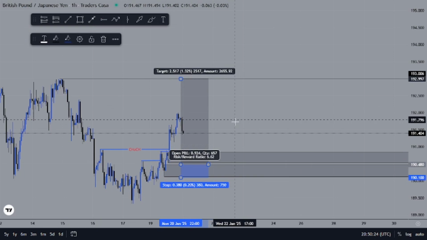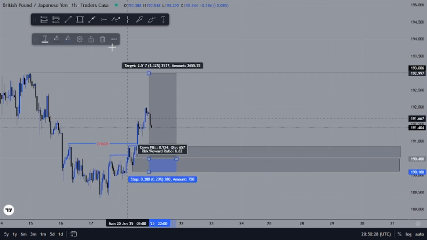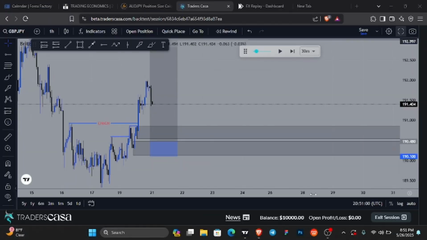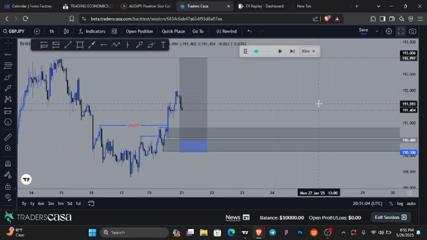You can see this will be a standard entry trade that you'll be looking for on the 1 hour time frame. So now let's play price and see how things go with this.